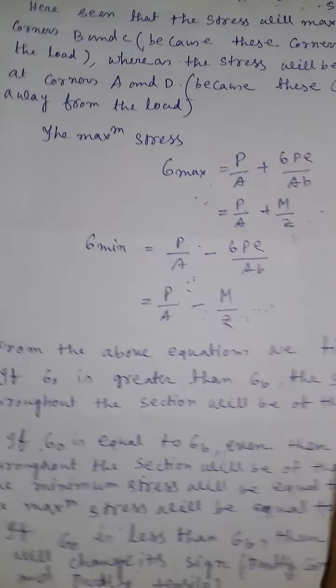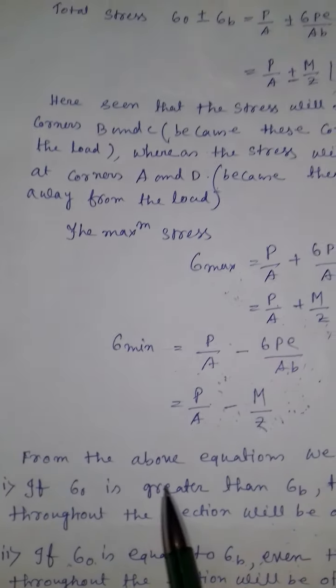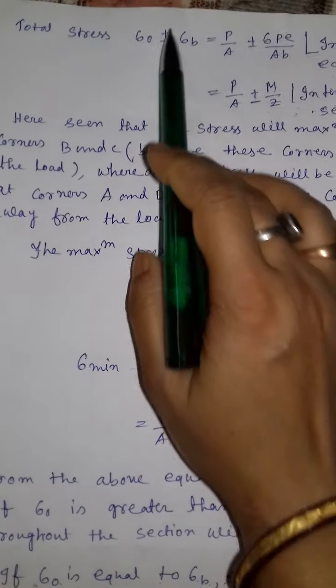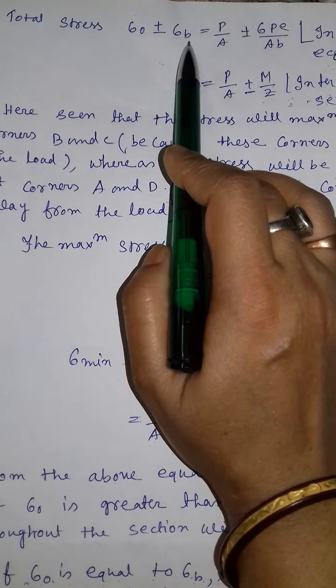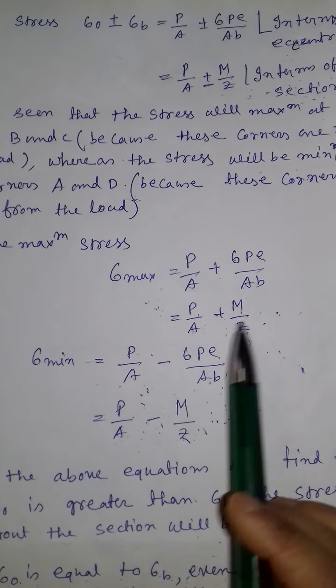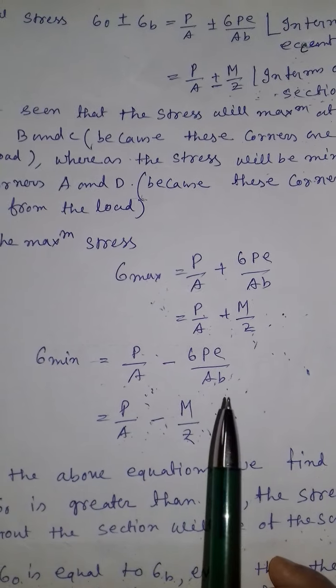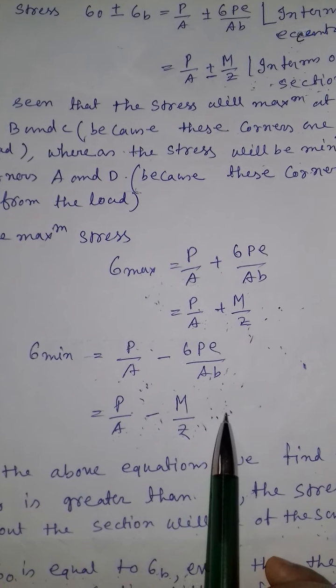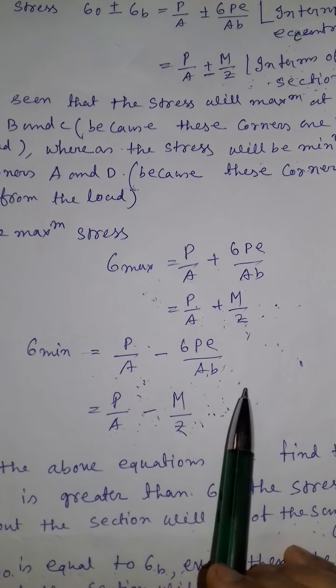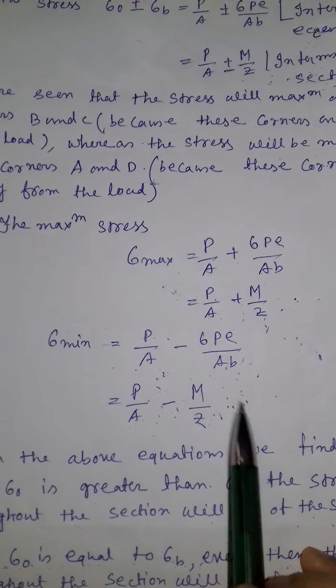So from the above equation we find that if sigma 0 is greater than sigma b, then sigma max has a positive value as well as sigma min is a positive value. In this case, two stresses are positive, so we take the positive value as compressive in nature.